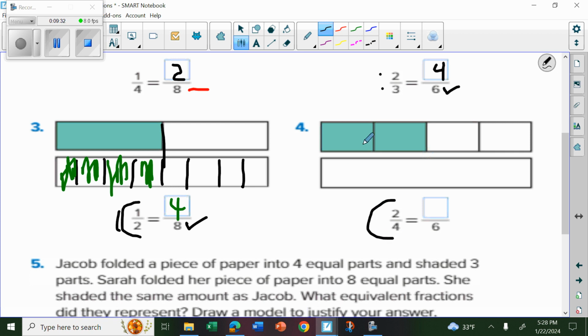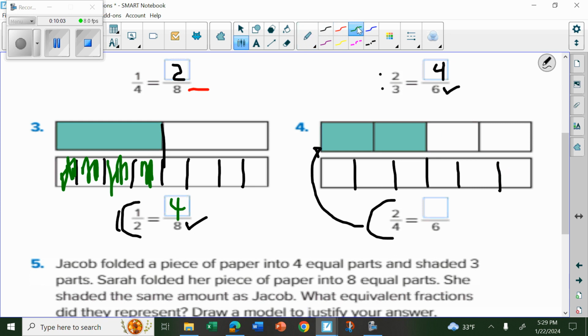The top one is up here. This one is this one up here. Okay, 2/4. Well, this one down below has to be broken up into 6 parts. So I'm going to break it in the middle because that's easier for me. And I'm going to split it into 6 parts. 1, 2, 3, 4, 5, 6.